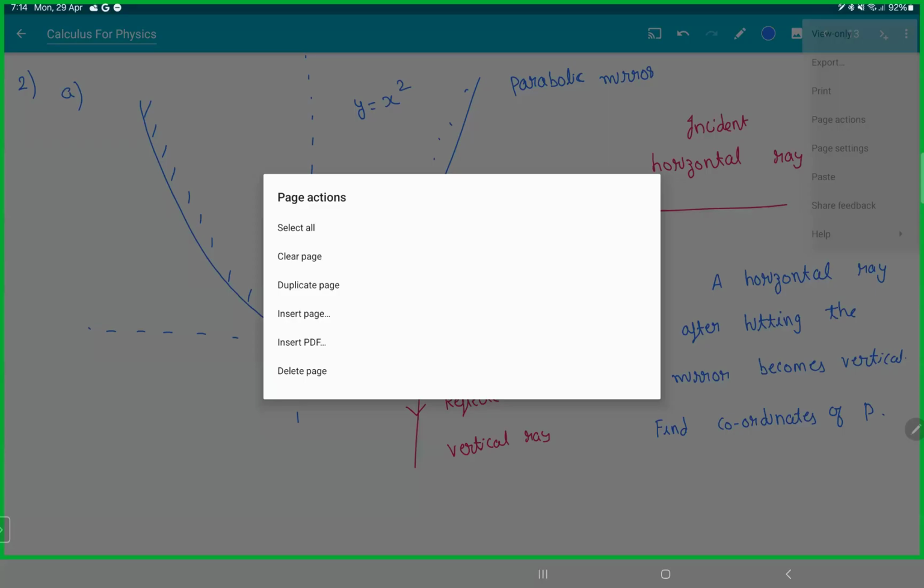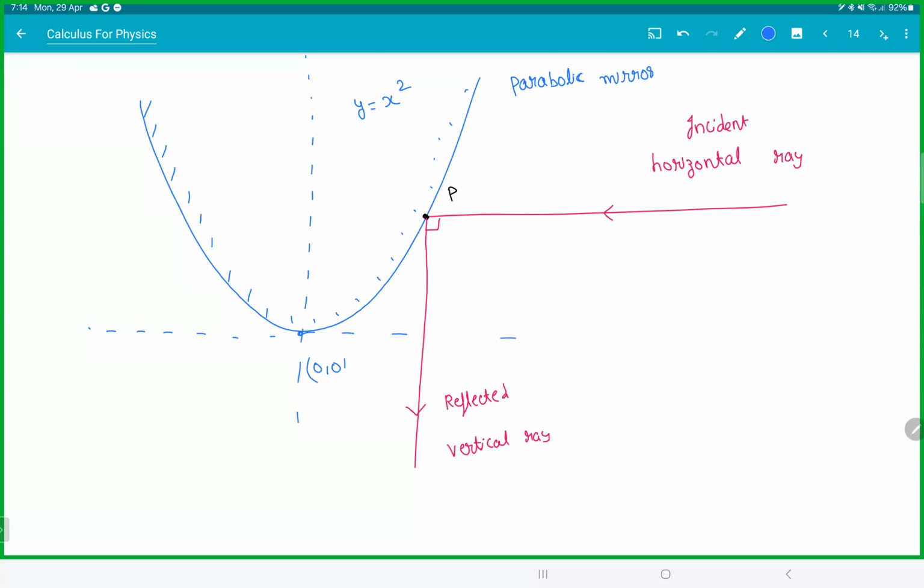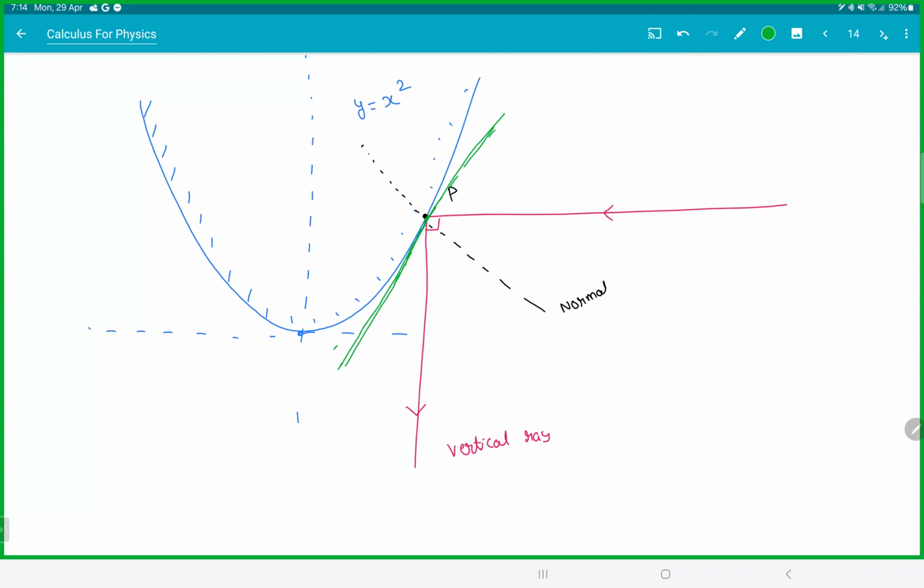So step 1, you're saying a light ray is coming and hitting a mirror. Great. You learned this in school, the law of reflection. This would be a normal, agreed? And if you draw a tangent to this, this is the tangent to the point P. Does everyone agree on the diagram?